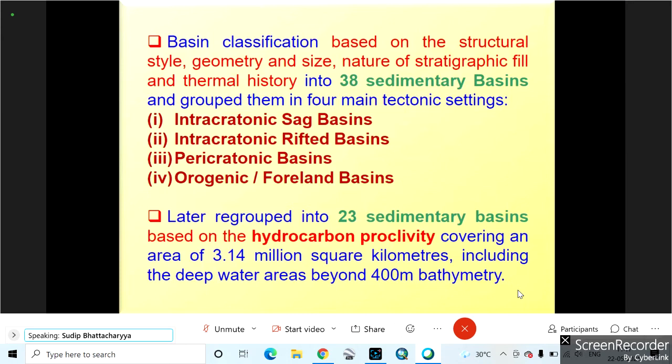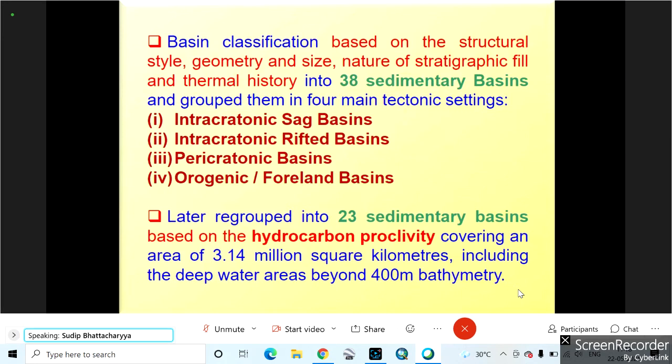hitherto numbered like this, 38, it may be 39 or 40. If someone may tell that yes, I have described a 1 square kilometer basin over there, so that is not included over here. It is the major basins or minor basins which are all at least 5 square kilometer in area span. So this is the 38 sedimentary basins all over India, and they have been clubbed together.